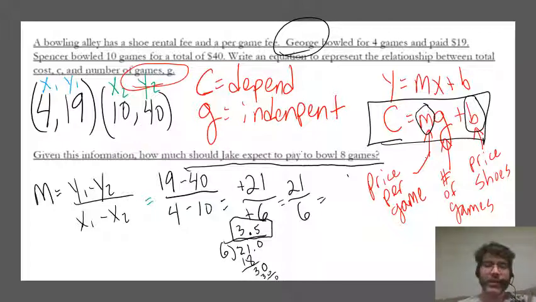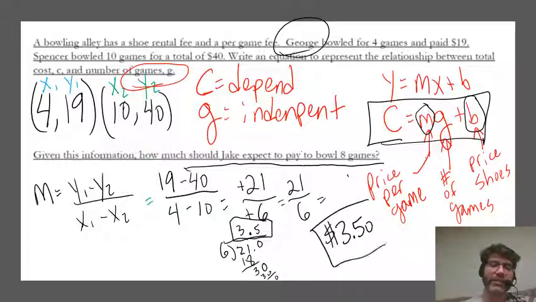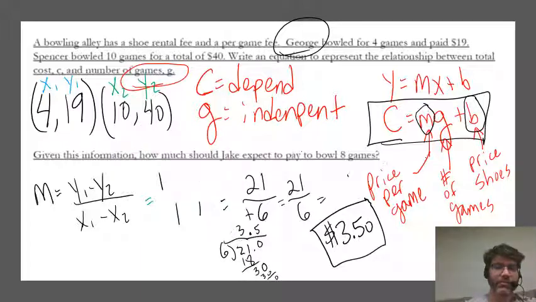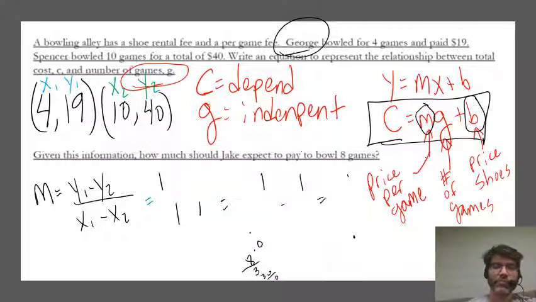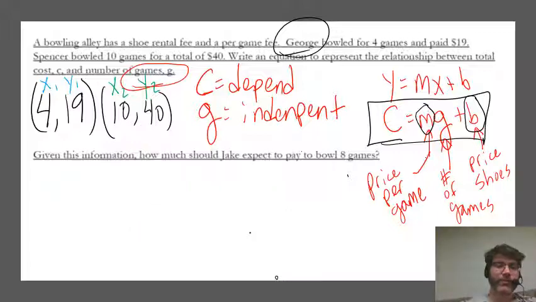$3.50. Okay, so the price of a game is $3.50. That's what our slope is. Now we need to figure out what the cost of shoe rental is. Okay, so I'm just going to erase this, give myself some more room. Remember, I know that each game is $3.50. That's what my slope is. So I can plug that into the y equals mx plus b equation, okay?